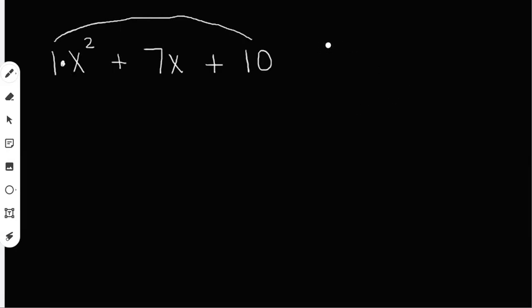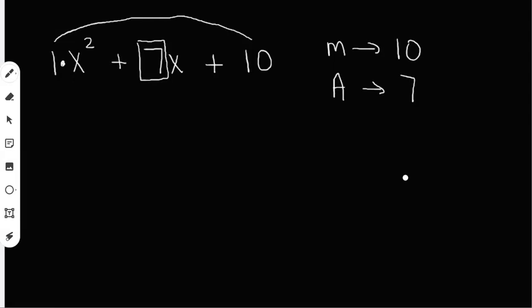So what's 1 times 10? That's going to give us 10. So that's going to be what we're multiplying to. We're multiplying to 10. But what are we supposed to add up to? We always add up to the middle number, which in this case would be the 7. So I'll put that over here. So now we have a situation where we need to multiply to 10, but add up to 7.